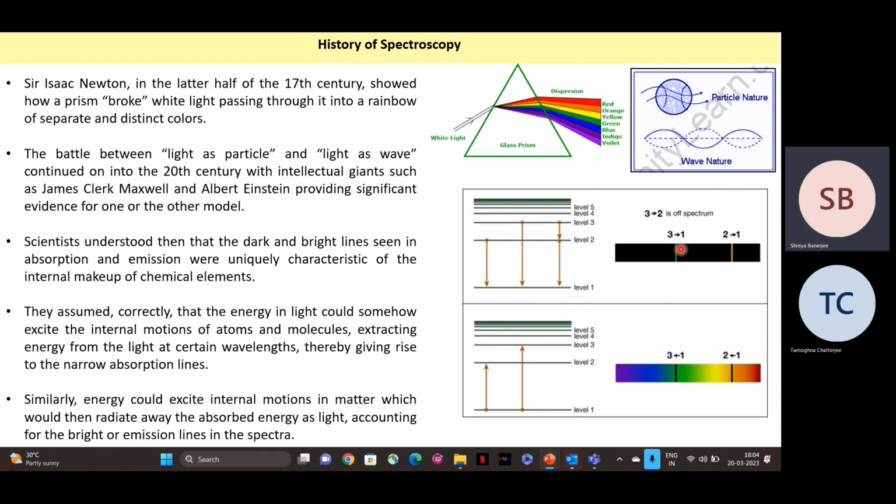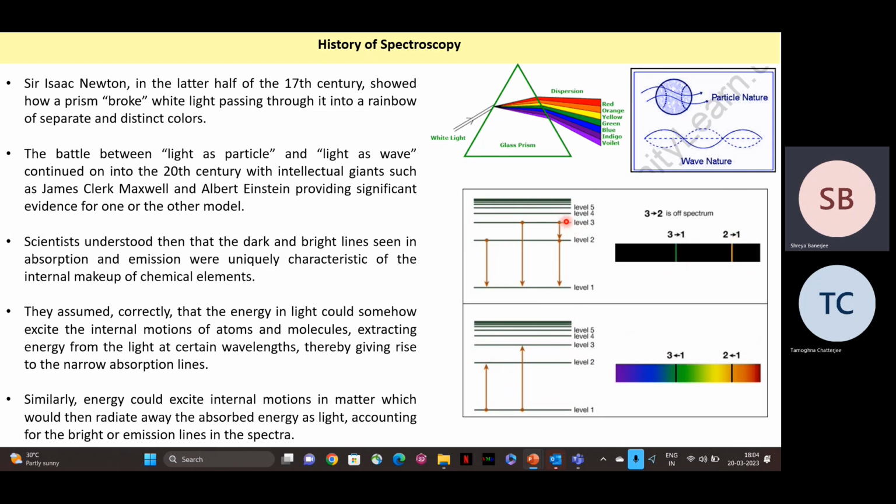In emission spectra, what happens? Only that wavelength which is emitted is observed as bright lines, and the rest of the spectra remains dark. So after absorption, the atom must come down to the ground state, and that forms the emission spectra basically. So whichever wavelength was absent in the absorption spectra, that wavelength is observed in the emission spectra.